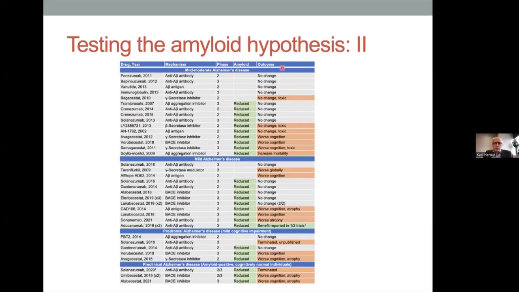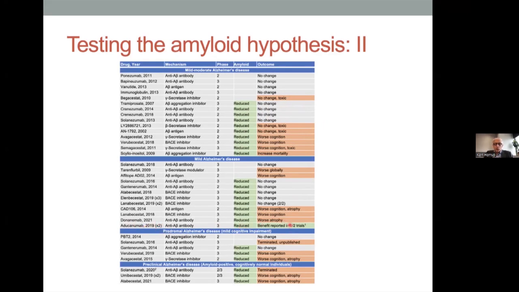And you can see from this column here, which charts the outcome, all those green boxes in this column indicate the trials in which people got better. And if you're saying to yourself, well, I don't see many green here, that's my point, which is that you can reduce amyloid and either have no change in cognitive status, or in many cases, cognition gets worse, and that's all the red ones.